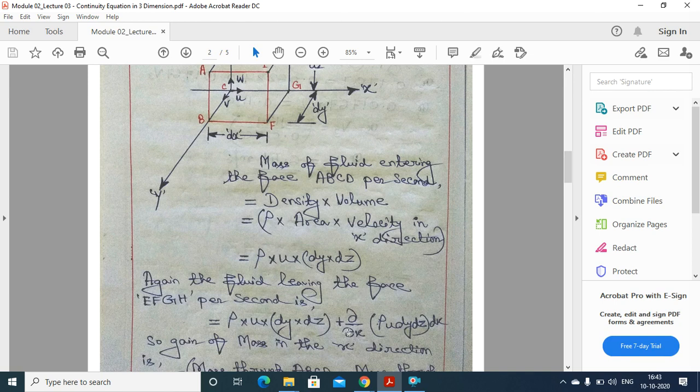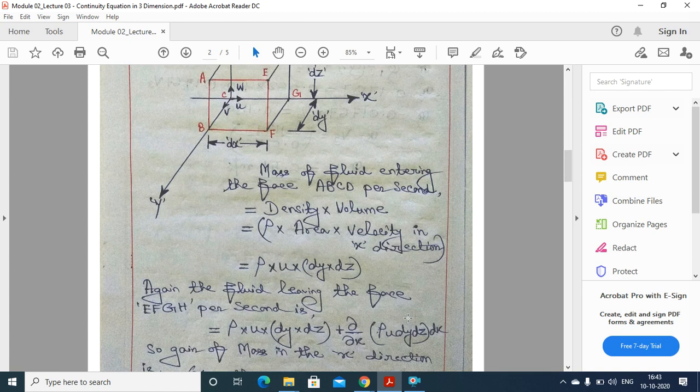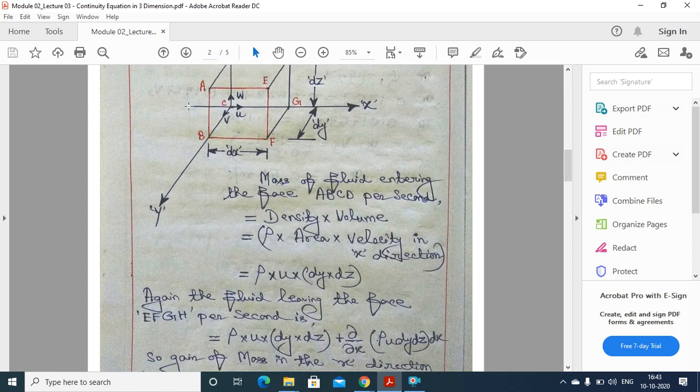Because this is the liquid which is passing from the face ABCD to the face EFGH. So this is the amount of liquid, that is del x into rho into u into dy into dz into dx, which is passing from the face ABCD to the face EFGH.